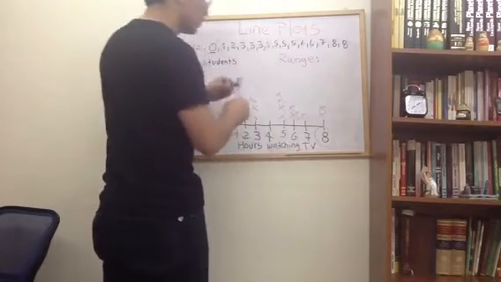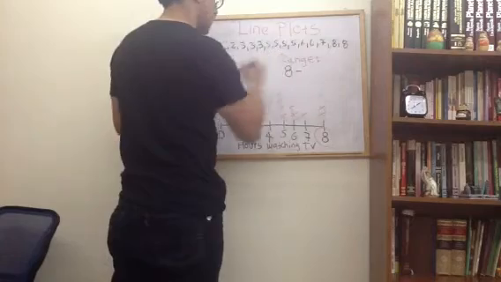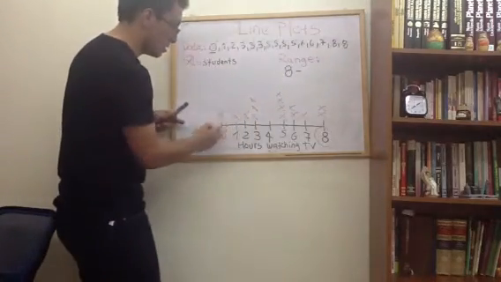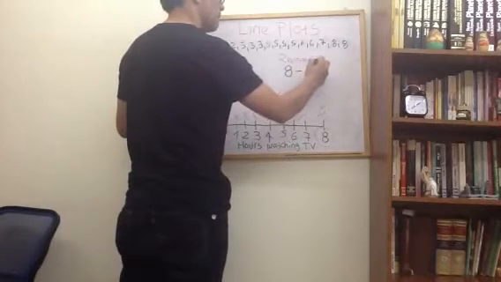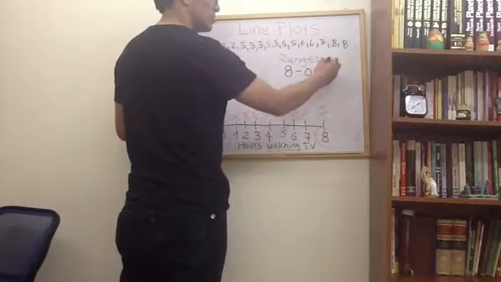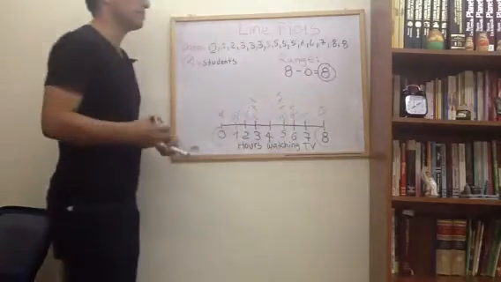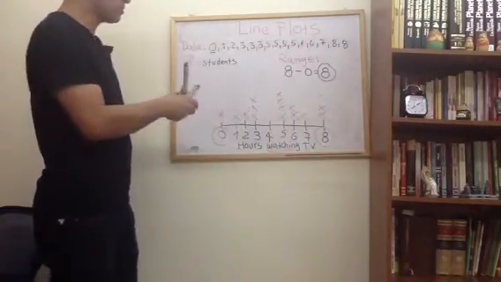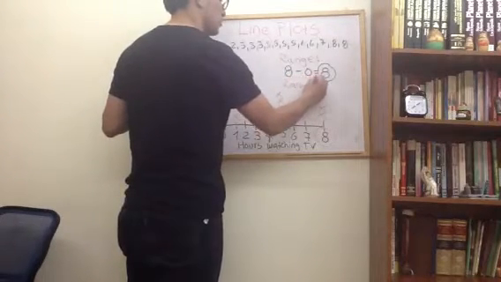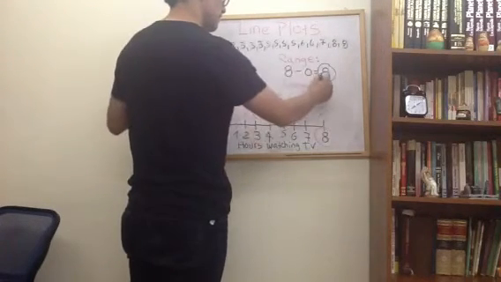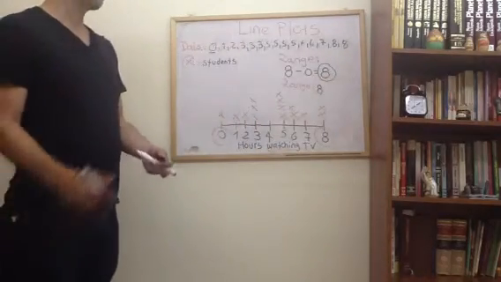8, right, minus the lowest number, which is 0. 8 minus 0 is equal to 8. Right? So the range is equal to 8. Alright?